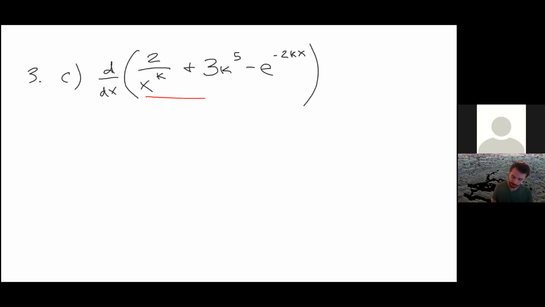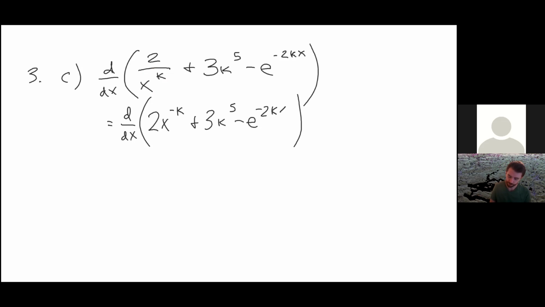Okay, again, I would simplify this. So I would say that's the same as, what? I guess there's not much simplification to do. The only thing I would notice is I have x in the denominator. I could bring it up to the numerator if I make the exponent negative. So that's 2x to the negative k. Okay, everything else is the same. And we're noting k is a constant.